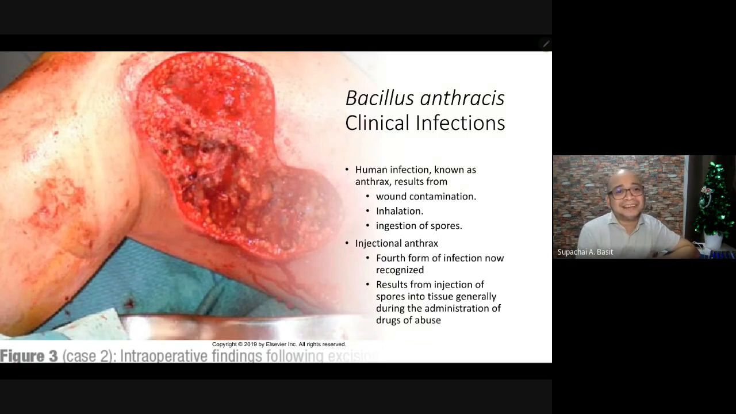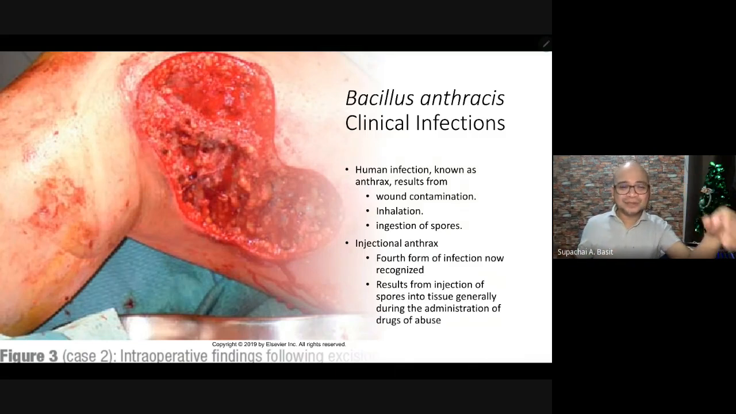Bacillus anthracis clinical infection. I told you a while ago that there are three types. The skin, we call it cutaneous, and then the pulmonary is through inhalation. Then intestinal anthrax is when you accidentally ingest the spores through unprocessed milk or contaminated meat products. But there's a fourth way of having anthrax. It's injectional anthrax. The fourth form of infection is now recognized because sometimes when you inject something in our skin, spores will also be injected.